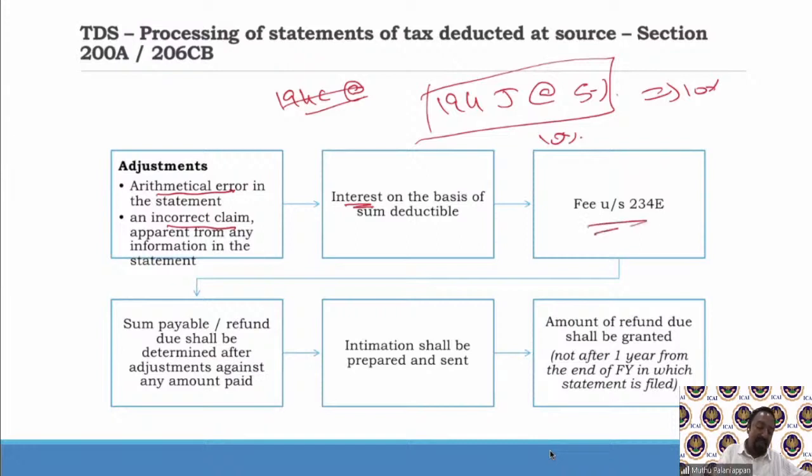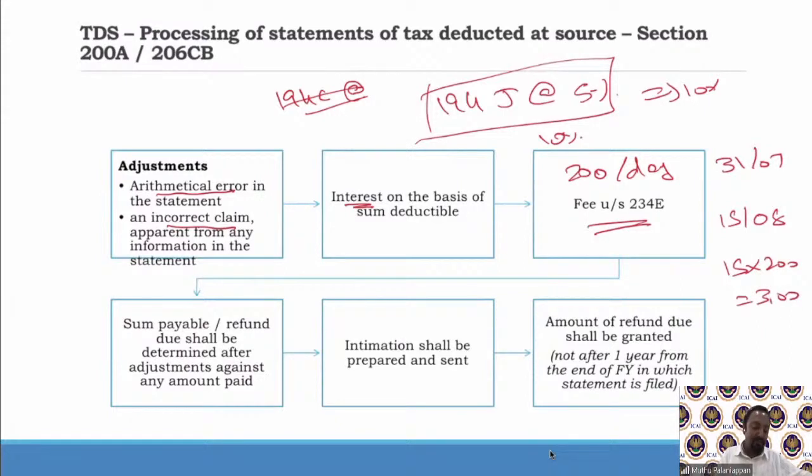And if there is any delay in filing the return, it is 200 per day as the late fee. So if instead of filing on 31st July, I am filing on 15th August, for 15 days I am liable for 200 per day, so 3,000 will be the late fee. This late fee is applied, and finally the department determines any amount payable or refund due. This intimation, this analysis, will be shared with the assessee. If there is any refund, it shall be granted also. So that is the analysis that is happening.